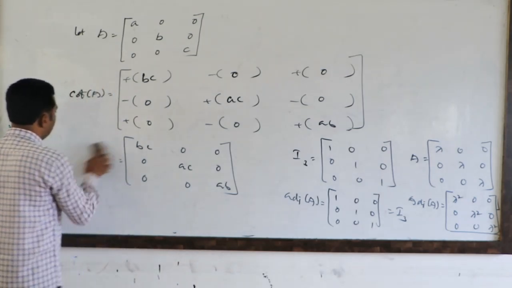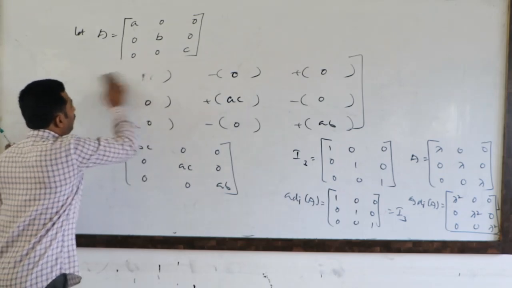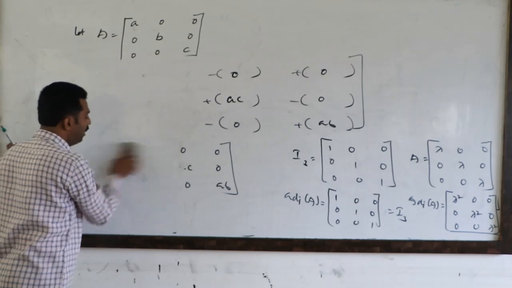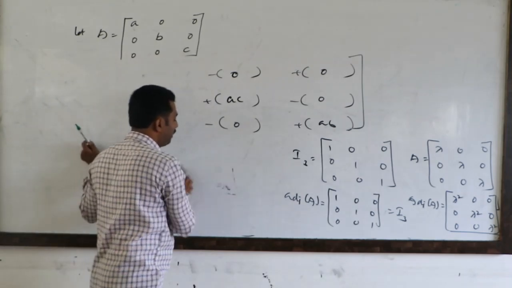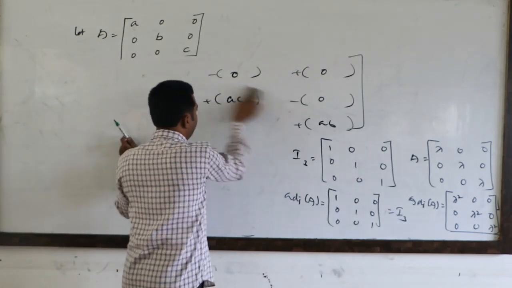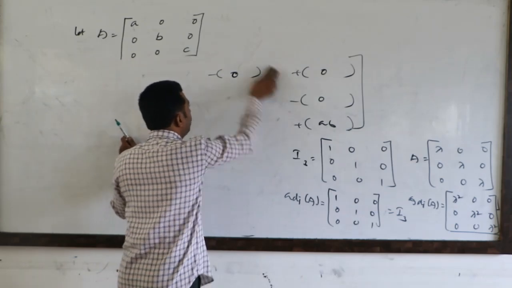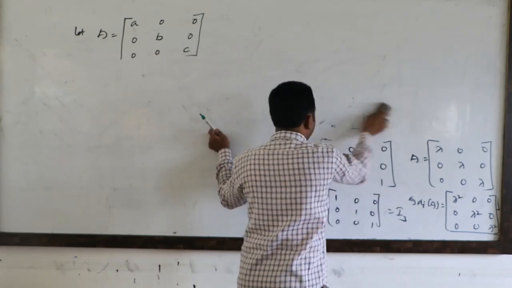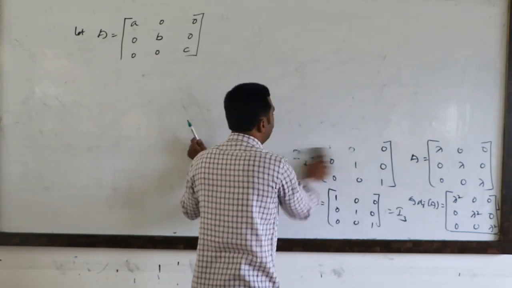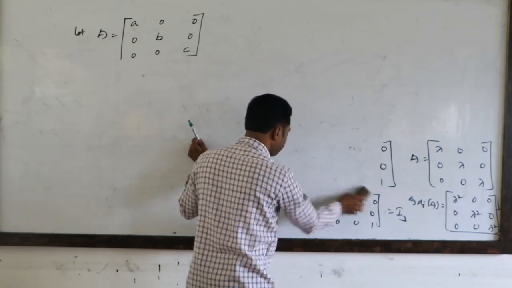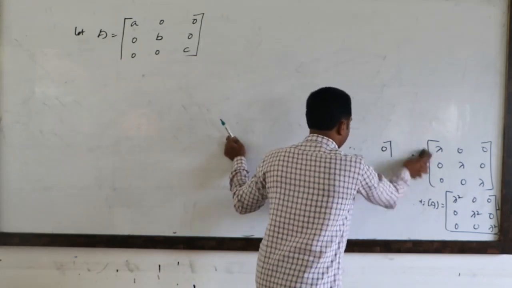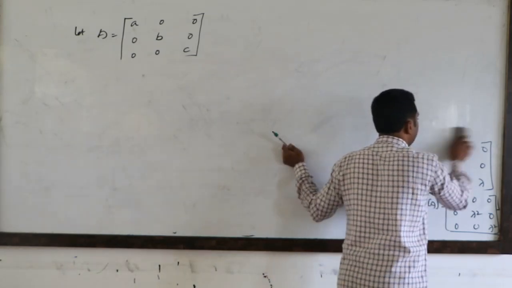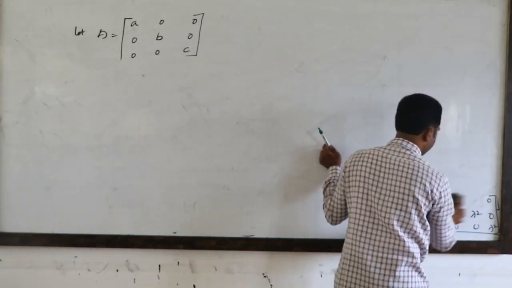So this is the procedure to calculate the adjoint of a square matrix of order 3 by 3. At the same time, if the matrix is diagonal, or identity or unit matrix, or scalar matrix, like that we have to calculate the adjoint of the matrices. Now, I will give some questions for you. You have to practice them.